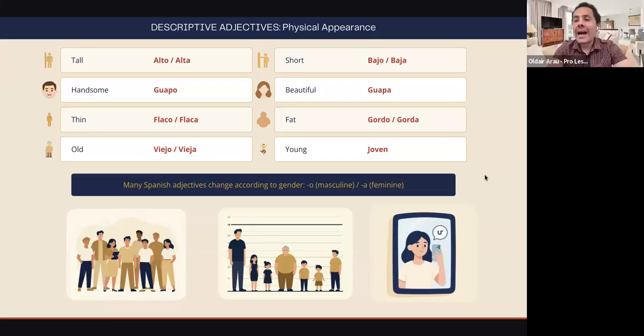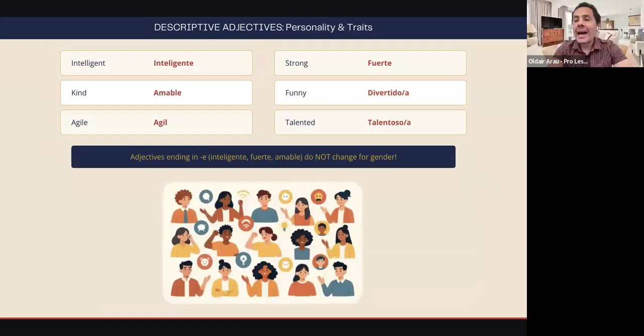All right, how do we say thin in Spanish, for a man? It's going to be flaco. All right, how do we say beautiful for a woman? Guapa. All right, the pieces of the puzzle are coming together. Start thinking about it, forming those sentences in your mind.